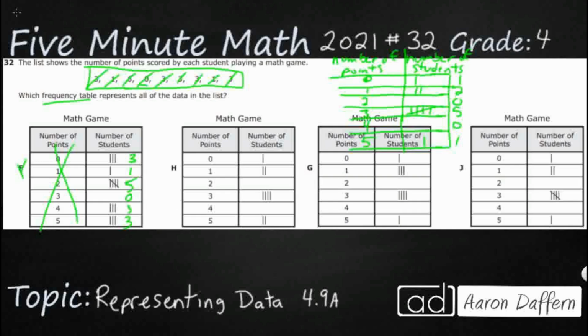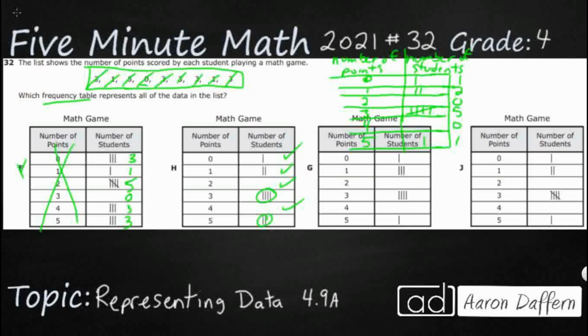Let's check H. So we've got 1 for 0. That's correct. We've got 2 for 1. Yep. 2's got 0. Good. 3's close, but 3 is supposed to have 5. It only has 4. And everything else looks pretty good, except 5 should also have a 1. So H is close, but it's not quite where we need to be.